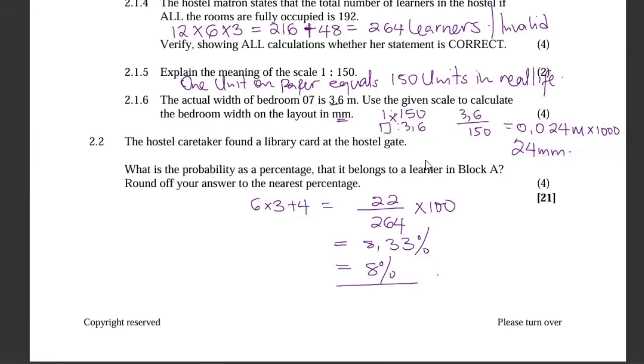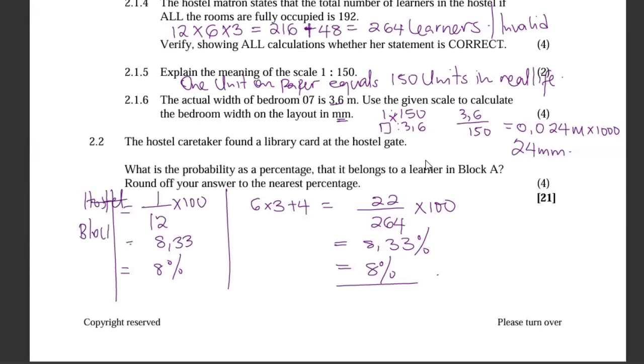By the way, even though you had done it, because block A is only 1, it would be 1 out of 12 times 100. I believe you also get this much here. Here I'm looking at the blocks. Here I looked at learners.